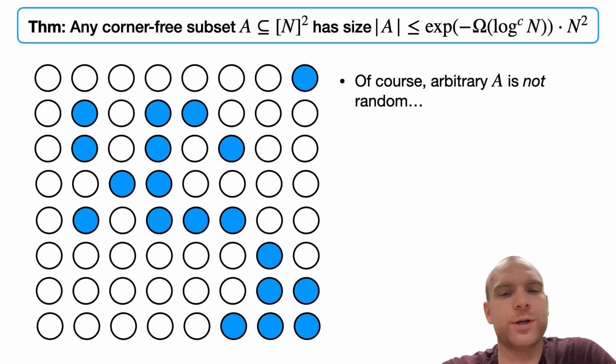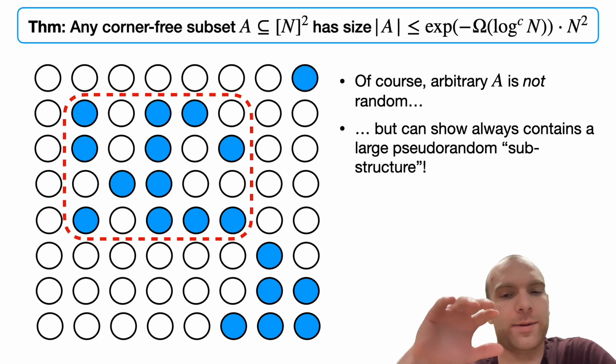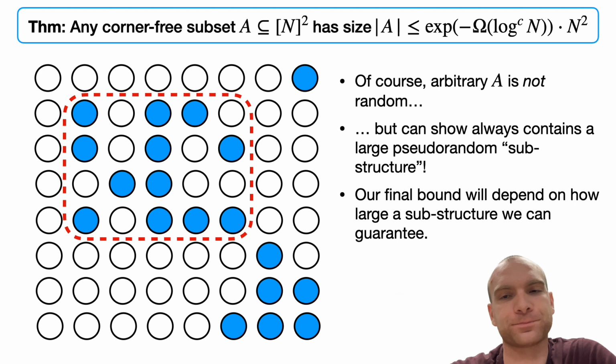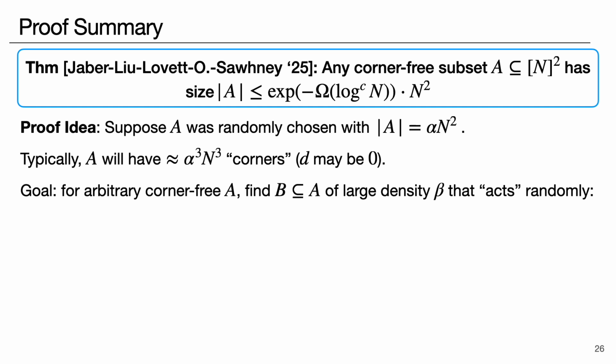Of course, an arbitrary corner-free set is not necessarily going to look random, right? But the key point is that there always exists some large pseudo-random looking substructure. And this is what you will zone in on. And the final bound that we'll get will depend on how large a substructure we can guarantee. Okay. So slightly more in words altogether here, we're looking for a subset of our corner-free set A, so we'll call the subset B, of some global density beta that acts randomly in the sense that the number of quote-unquote corners in B is roughly beta cubed n cubed. And we know that this has to be at most n squared because that's the count of the maximum number of trivial corners.